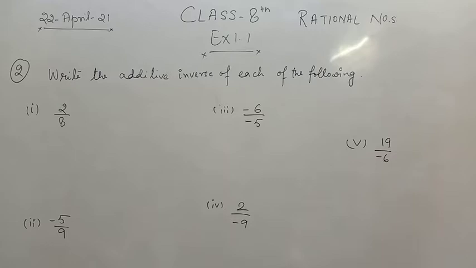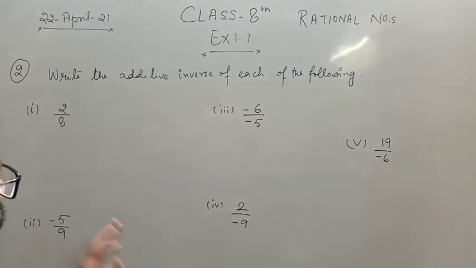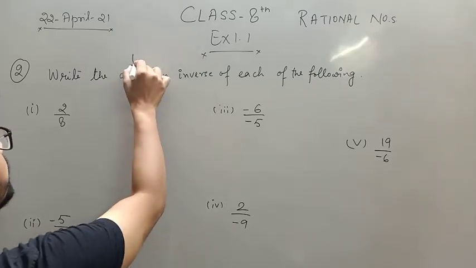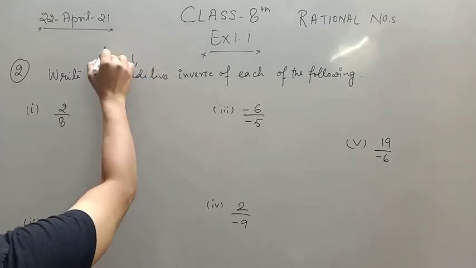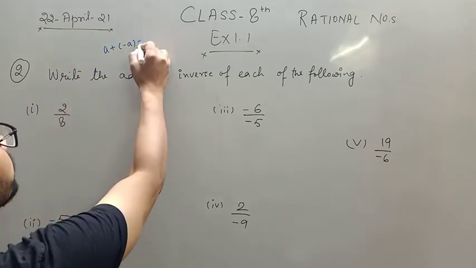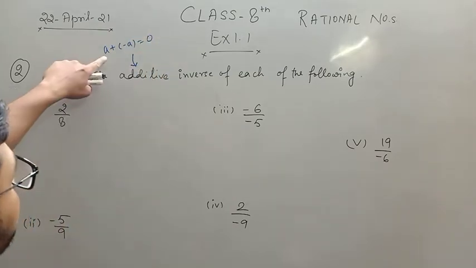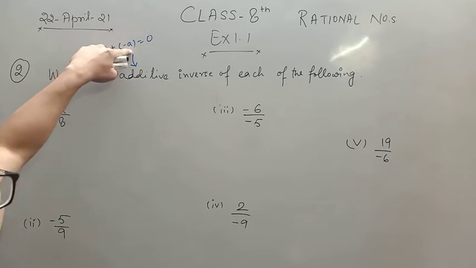Okay, now see this question. You need to write the additive inverse of each of the following. I have already explained what additive inverse is. Additive inverse means if I add a number with its negative, the result comes out to be 0. So the additive inverse of A is minus A.